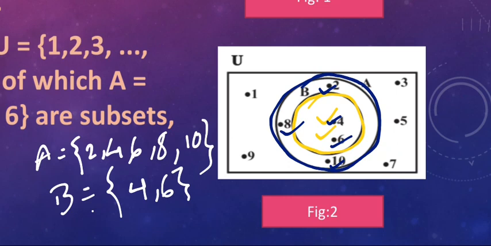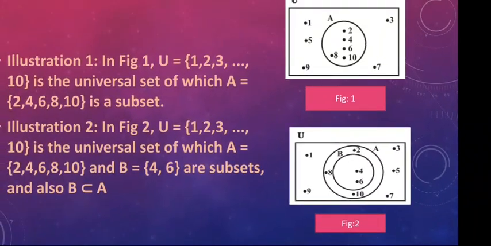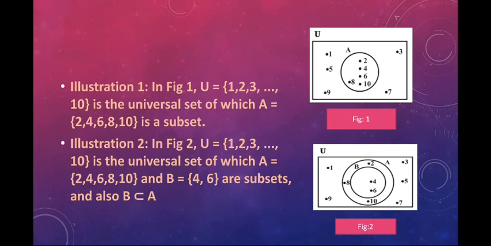So you can say that B will be a proper subset of A. Look at the diagram. This B is inside the circle A. So by this diagram you can represent that B is a subset of set A. That's why circle B is inside circle A, and both A and B are inside the universal rectangle. All these things are given in this slide.